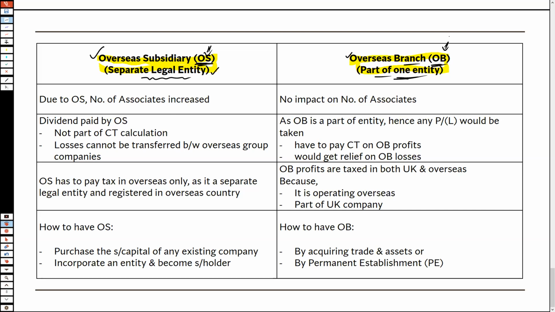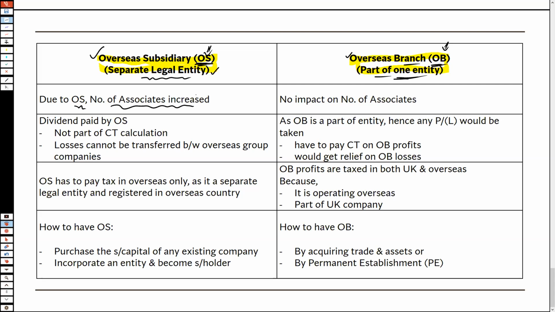So hopefully you are crystal clear about the basic requirement: when we should be thinking about these two possibilities. Whenever an exam question is talking about the expansion of the business overseas, two possibilities are in front of us. Let's talk about each and every single point one by one. If you are opening an overseas subsidiary, then due to this overseas subsidiary, the number of associated companies will increase.